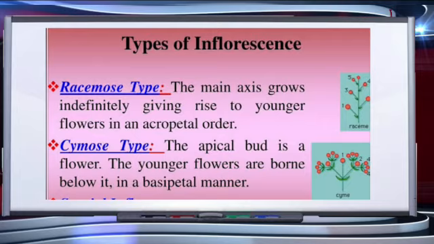This slide shows types of inflorescence. The arrangement of flowers on floral axis is termed as inflorescence. Depending on whether the apex gets converted into a flower or continues to grow, two major types of inflorescence are defined: racemose and cymose. In racemose type of inflorescence, the main axis continues to grow.